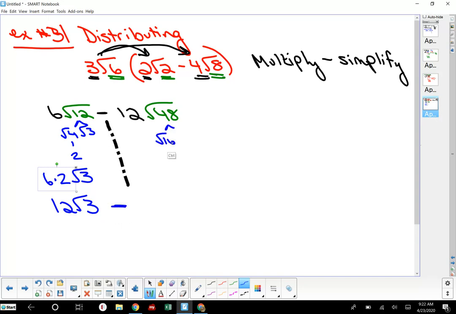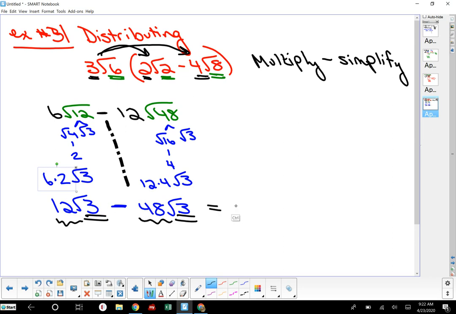Rad 48. The more you know your multiplication tables, the easier you can make these for yourself. 48 is 16 times 3. The root of 16 is 4. So I have 12 times 4 radical 3, which is 48 radical 3. And now these happen to have the same radicands, so you can just add and subtract your coefficients, and 12 minus 48 is a negative 36 radical 3.